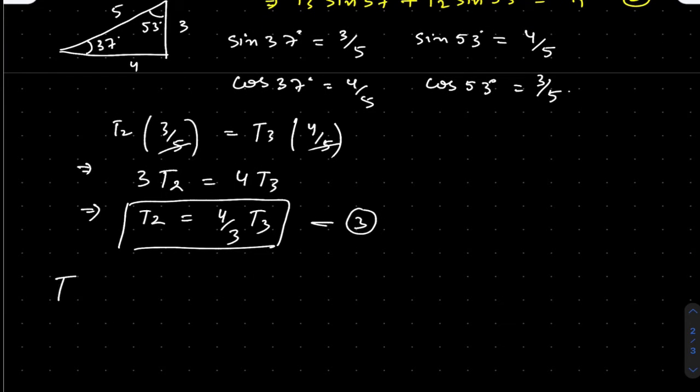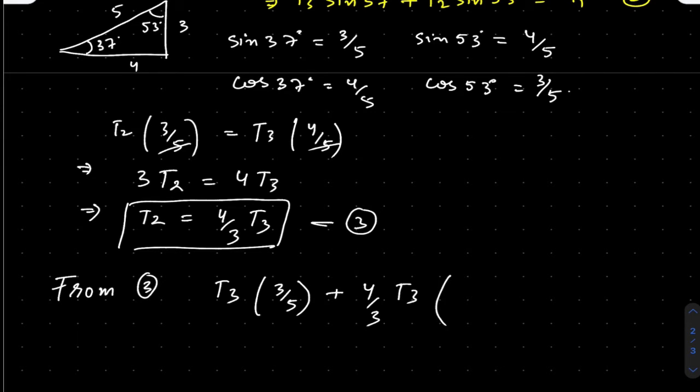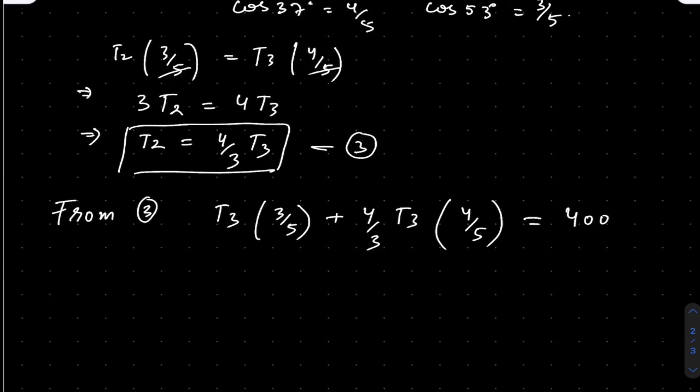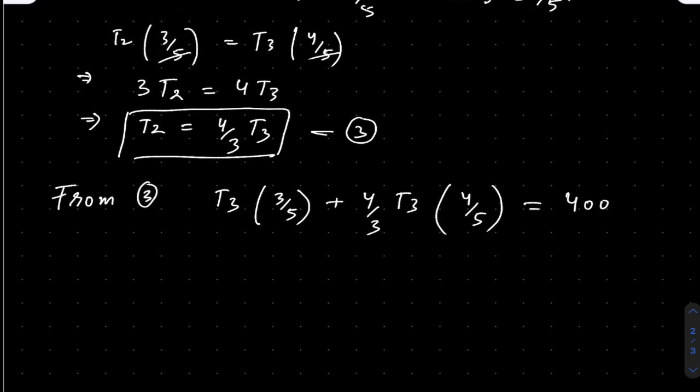Okay, from equation third we have T3 sine 37 equals 3 by 5 plus T2, and we know the value of T2. T2 now is 4 by 3 T3. Sine of 53 degree is equal to 4 by 5 equals T1, and we know T1 equals 400 Newton. Let's solve this equation to calculate the value of T3.